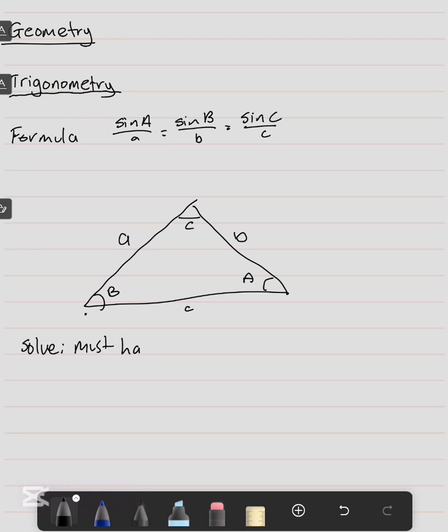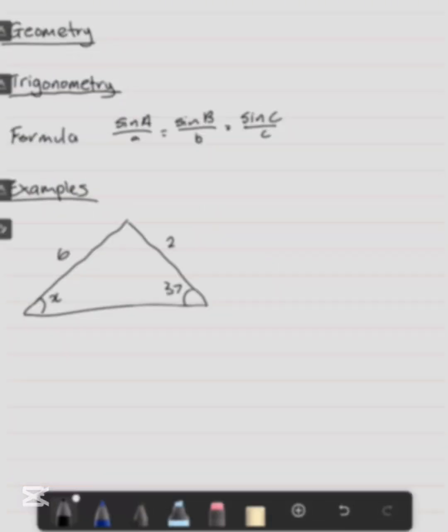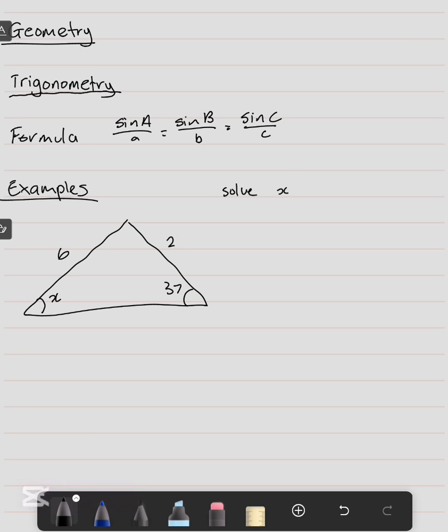Now to solve any equation with this formula, you must have a pair. So you must have sine A and a. You must have those two opposing pairs, and you must also have another angle or side. That way you can fill in the blanks of the formula. So to be able to solve an example question, you must have angle A, corresponding side a, and maybe the other side c or the angle C, and then you just plug that value into the formula and you'll get your answer.